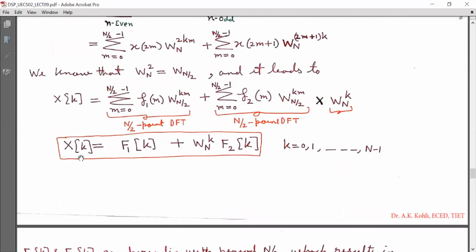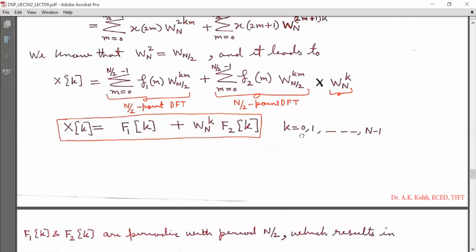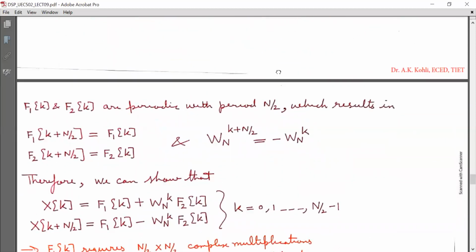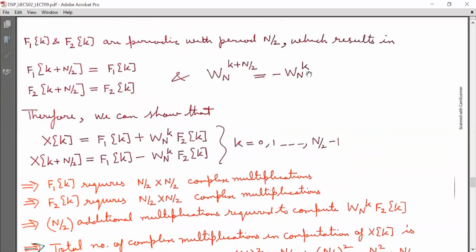So this is the main equation, X(k) is equal to F1(k) plus W raised to power k F2(k). Very simple. This is F1(k) N/2 point DFT, this is F2(k) N/2 point DFT, and this is the multiplication factor, and the multiplication factor is the twiddle factor W raised to power k. Now F1(k) and F2(k) are periodic with period N/2, which results in F1(k plus N/2) is equal to F1(k), F2(k plus N/2) is equal to F2(k), through the periodicity property of the twiddle factor.